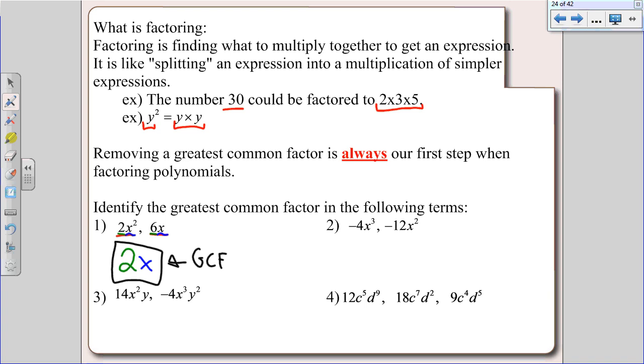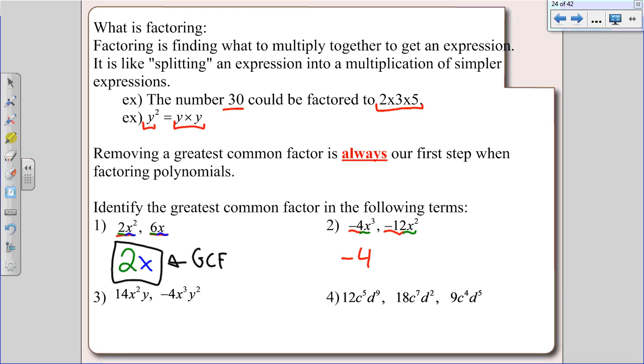So if we looked at B, or number 2, and I said, what's the GCF of that thing? You look at the number first. What's the biggest number that could divide into -4 and -12? 4, right? 4 could divide into both those. And we would say -4 because they're both negative. So -4 could divide into both of those. Now, you're going to look at the letters. You have x to the power of 3, x to the power of 2. What's the most number of x's that could go into both?